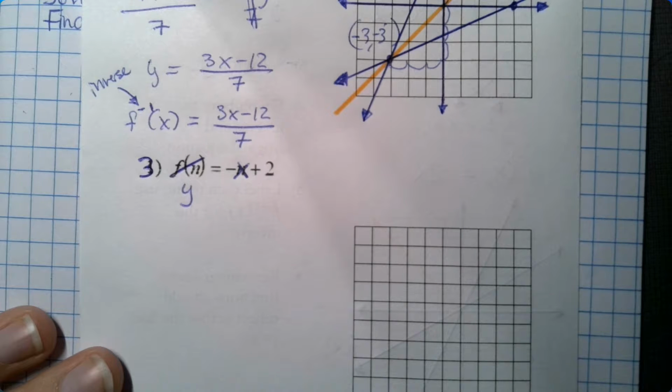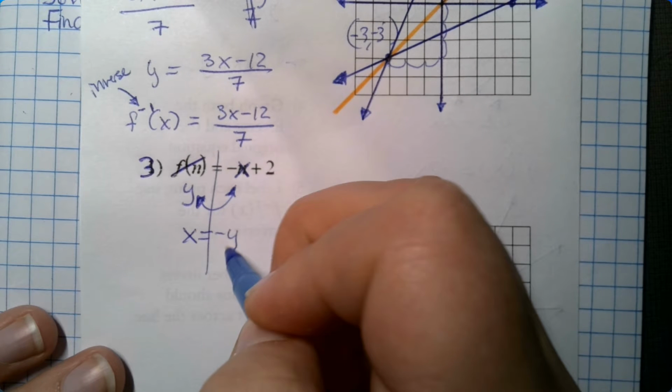Switch x and y. Okay, I can't stop you. x equals -y plus 2.